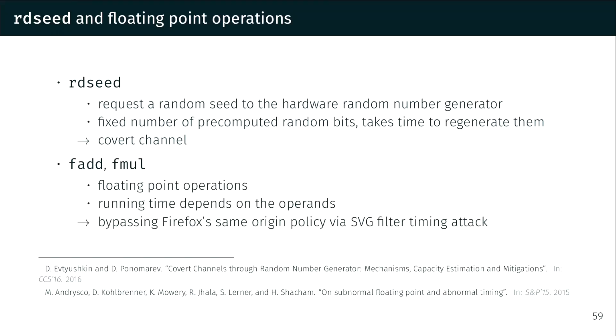There's also FADD and FMUL, which are floating point operations. Here, the running time of this instruction depends on the operands. Some people managed to bypass Firefox's same-origin policy with an SVG filter timing attack with that.